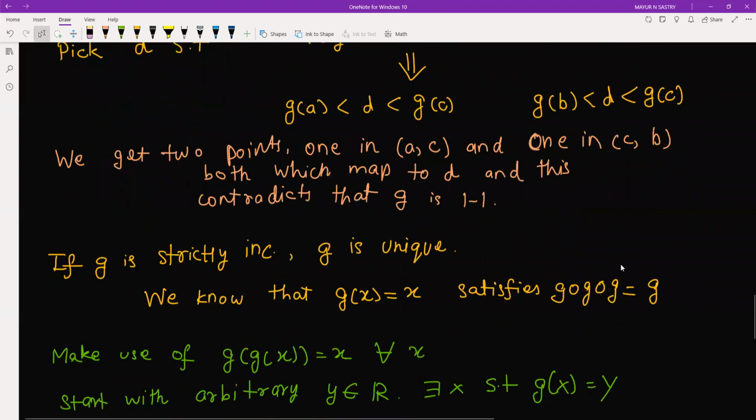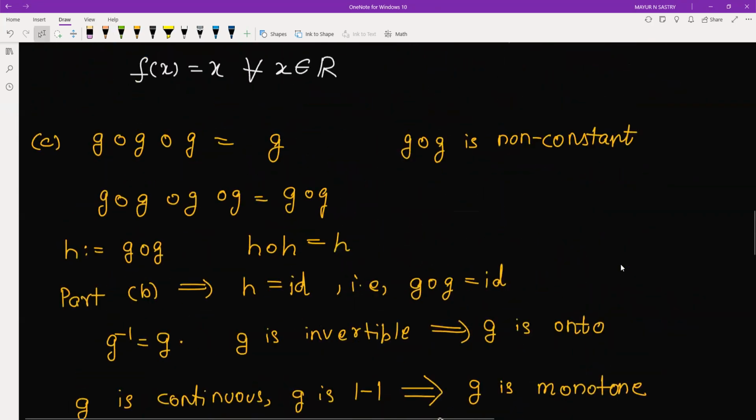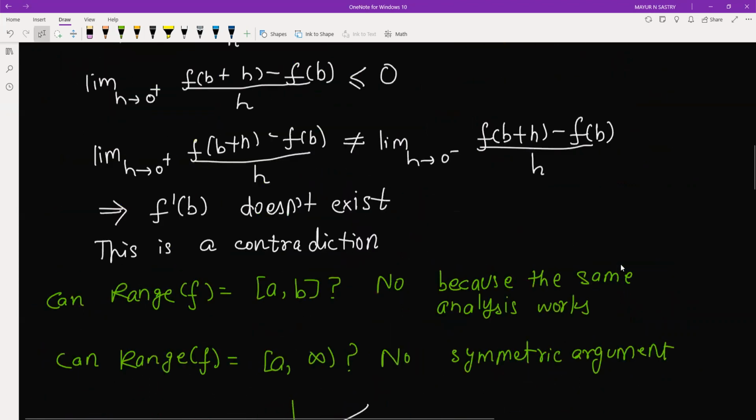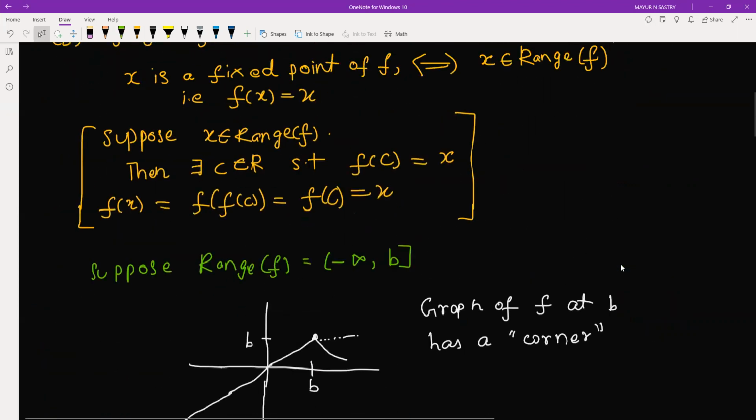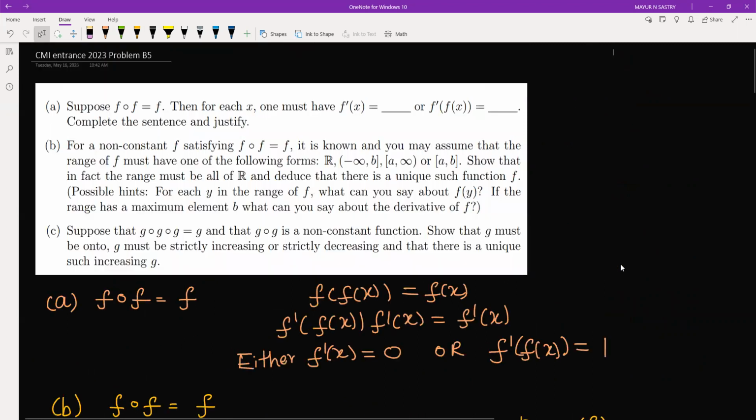So we have completed the solutions to all the parts of the problem A, B, and C. The only thing we did not do so far is that we want to prove that the range of f must be one of the following forms: R, minus infinity comma b, closed a comma infinity, or closed a comma b. How do we show this? Let us do that now.